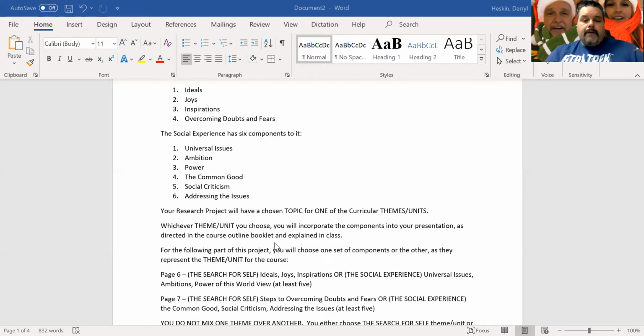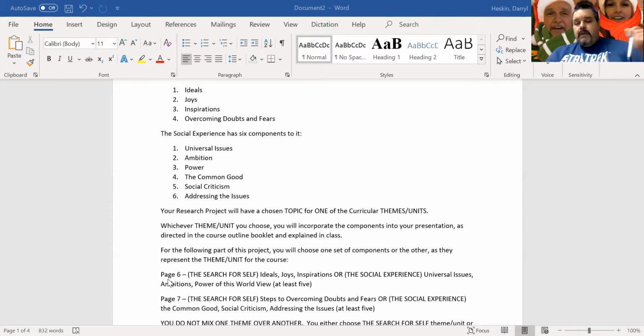The following part of the project is one that there have been questions about. You will choose one set of components or the other as they represent the theme and unit of the course. What came up in day 1's class was, which one do we do? Do we do all of them, or just some of them? So I've taken the excerpt from the actual assignment.